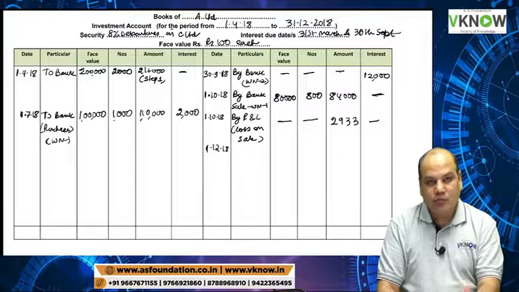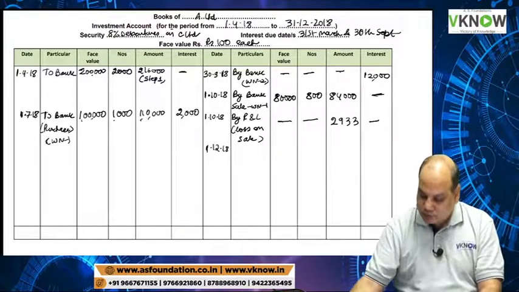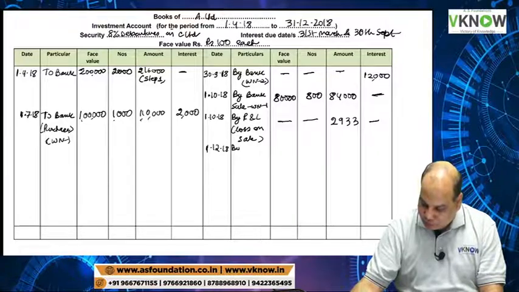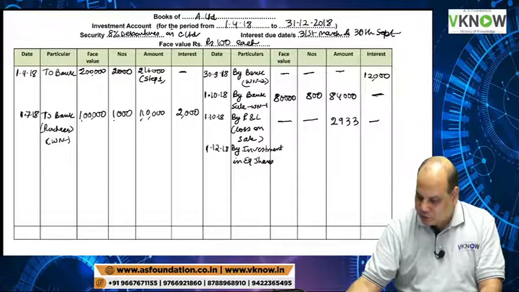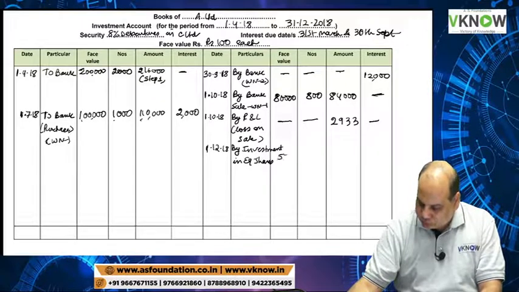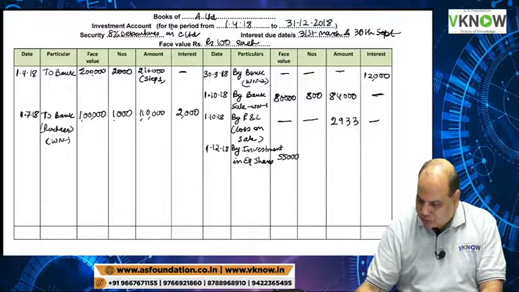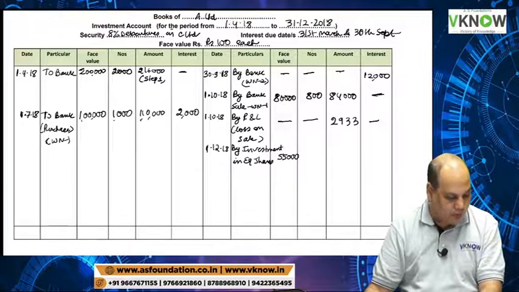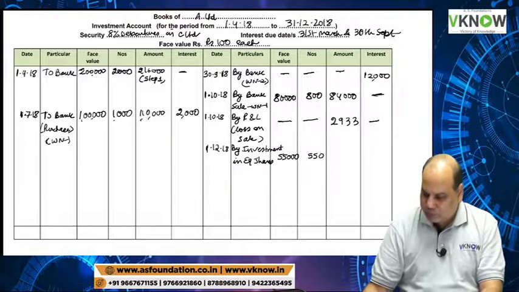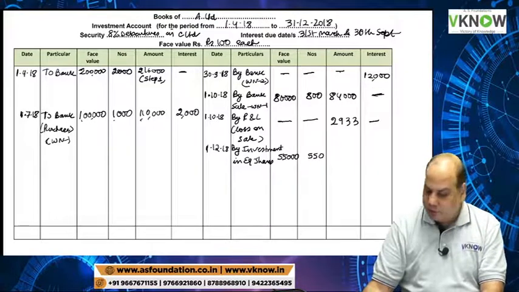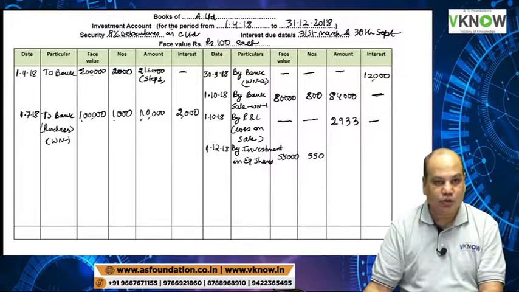On 1/12/18, we have converted debentures into equity shares. So you will write here, by investment in equity shares. And we have converted debenture of face value 55,000, quantity wise 550, and the amount we have calculated in one working note.